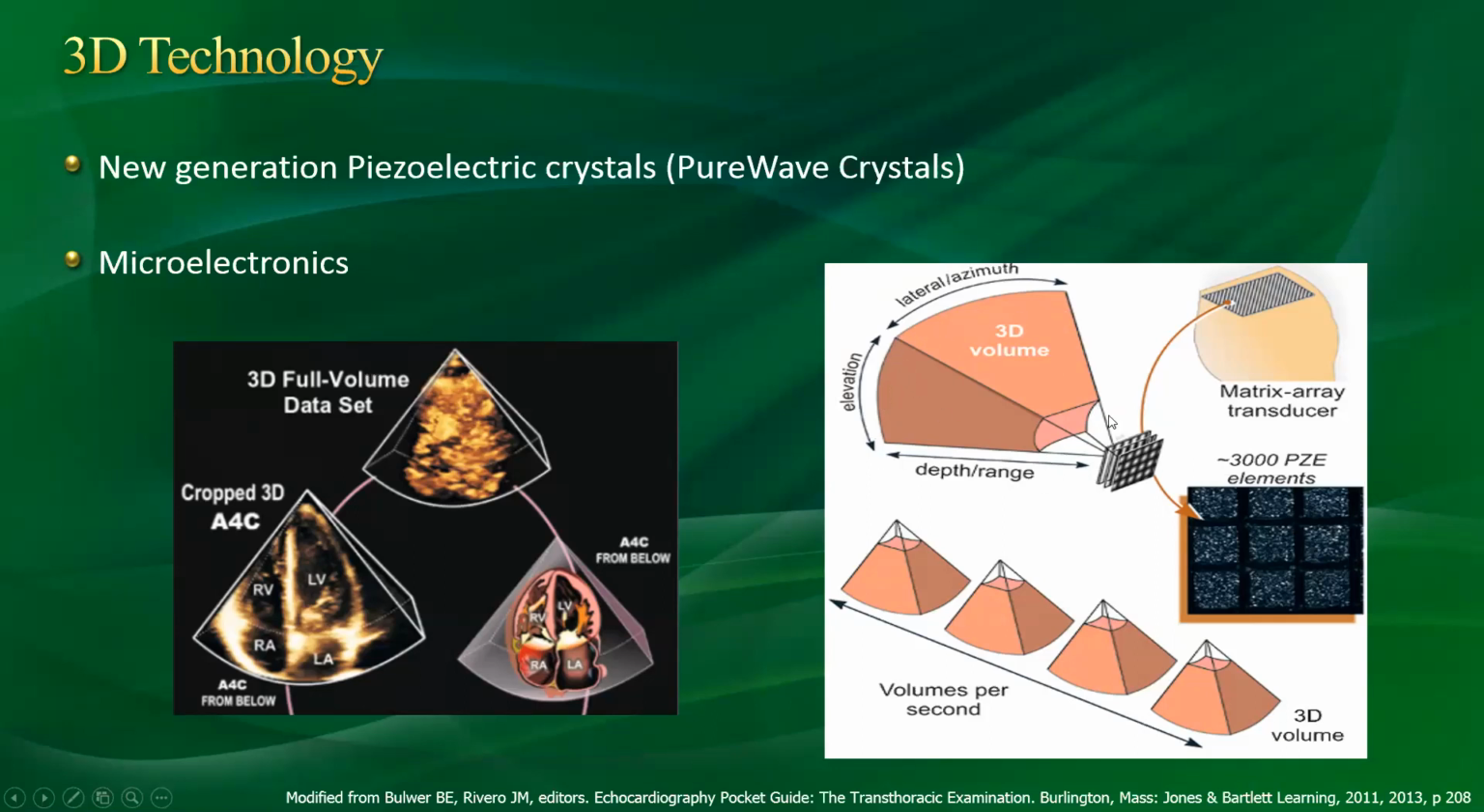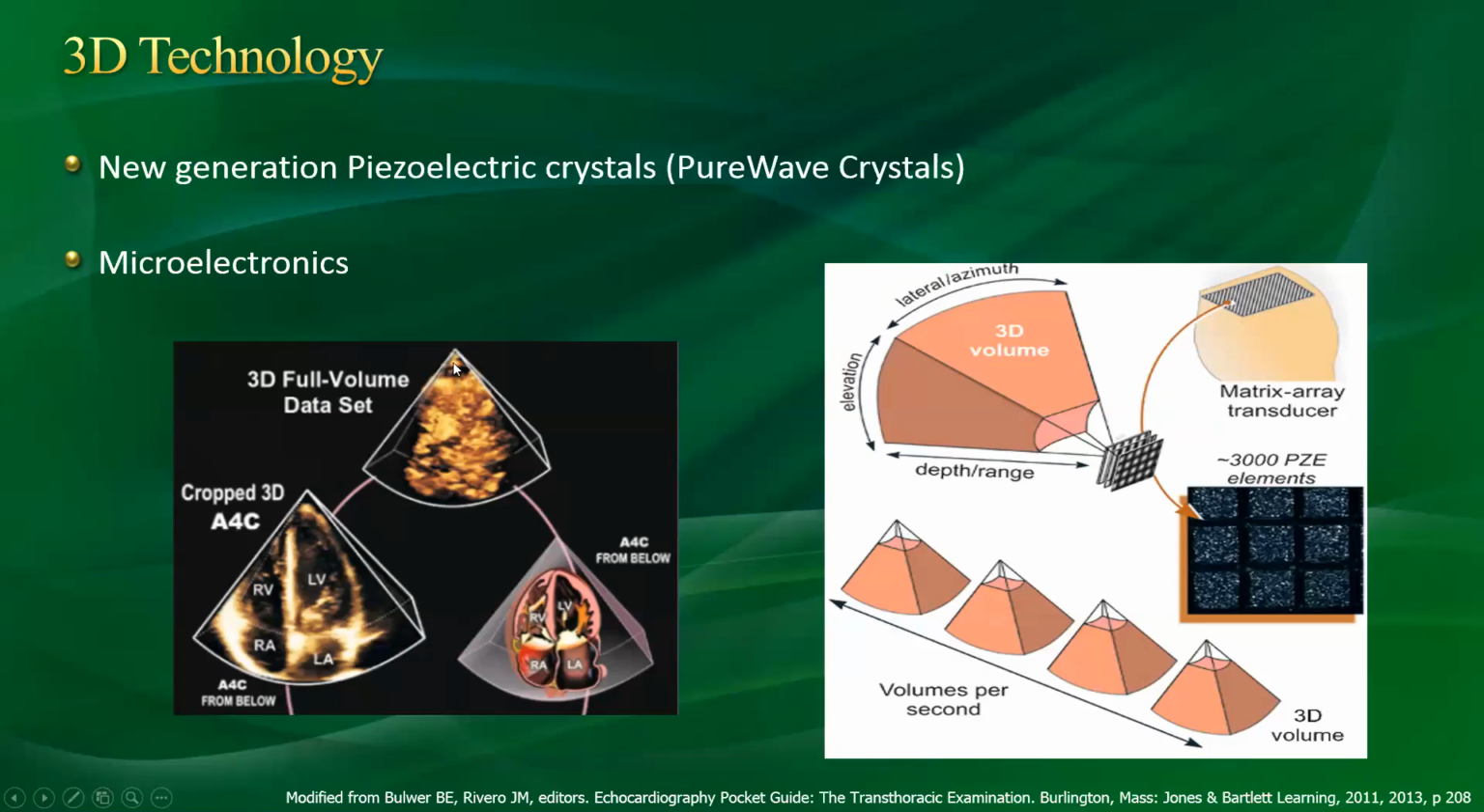And I want to explain to you the difference between 2D and 3D here. So the depth of the image and the elevation, I think Stephanie explained that very nicely in the previous lectures, it's what you have in the 2D. But what makes 3D different and unique is that we add the lateral width into that beam. So we can acquire more volume, a large data set, every single second.